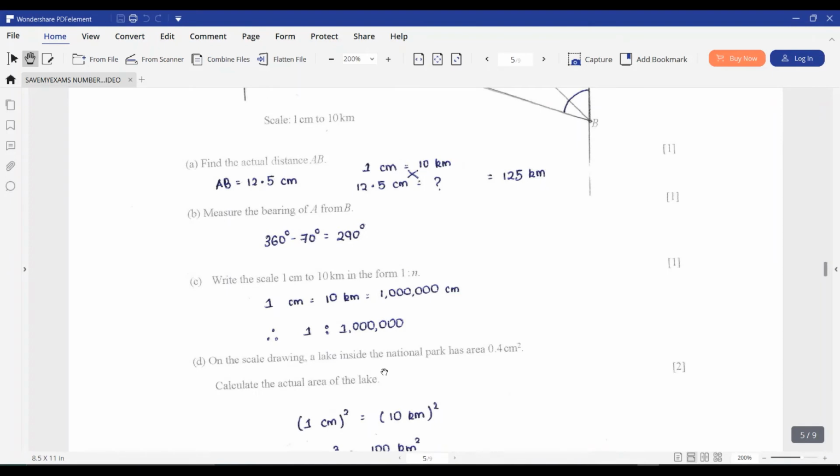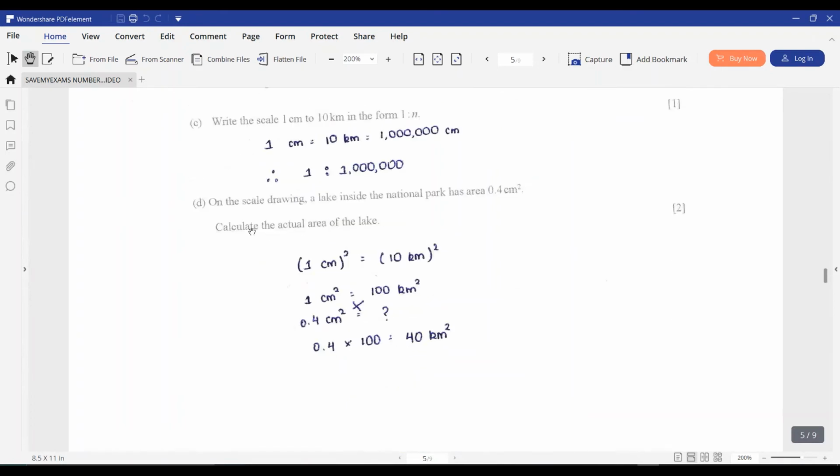Write the scale 1 centimeter to 10 kilometers in the form 1 to n. This question asks me to put everything in the same unit. I have to put everything in centimeters. So 1 kilometer is 100,000 centimeters. And converting 10 kilometers to centimeters means that 1 centimeter is now equal to 1 million centimeters. Therefore, this is the scale.